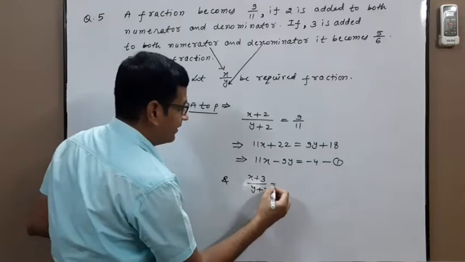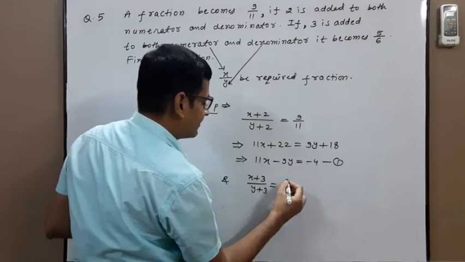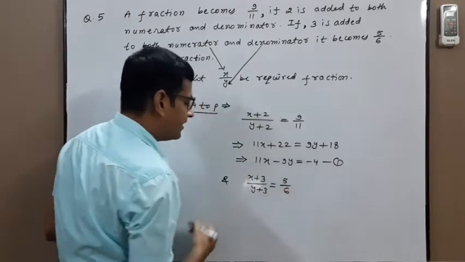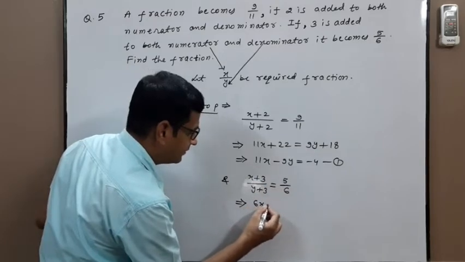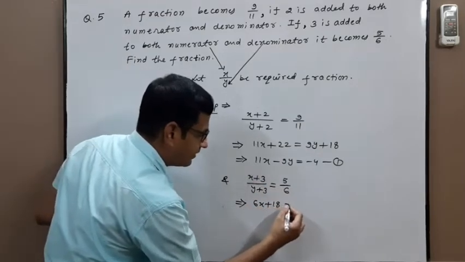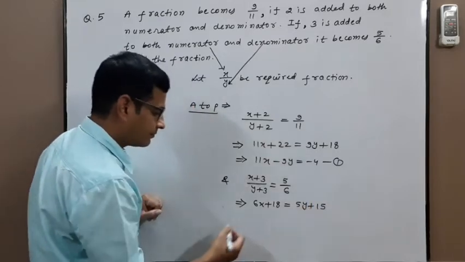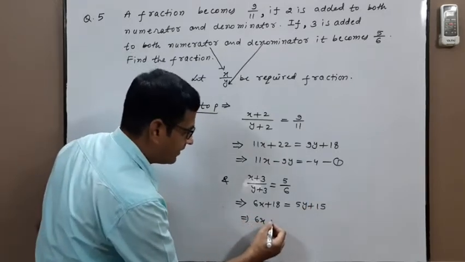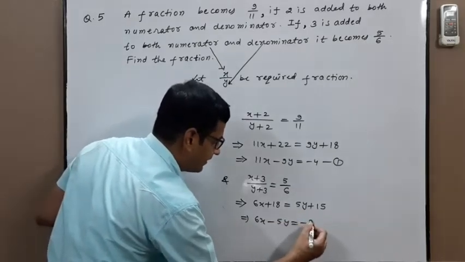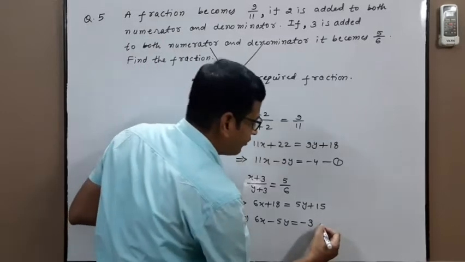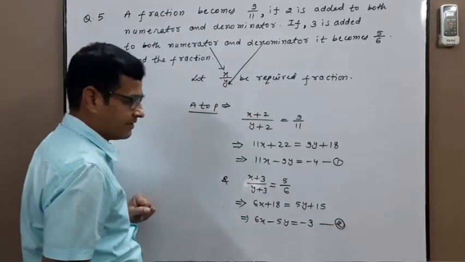And if 3 is added to both numerator and denominator, meaning (x plus 3) upon (y plus 3), this time the fraction becomes 5 by 6. Again convert into standard form. 6x plus 18 is equal to 5y plus 15. 6x minus 5y is equal to 15 minus 18, that is minus 3. Give equation number 2.